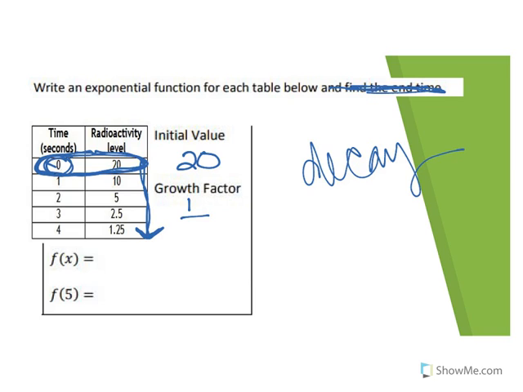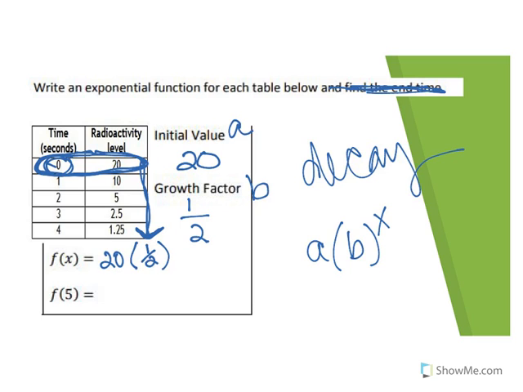Well, 20 divided by what gives us 10? That would be 2. 10 divided by 2 gives us 5, or 10 times 1/2 gives us 5. 5 times 1/2 gives us 2.5, etc. So remember, our formula looks like this, and this is A and this is B. So we're going to do 20 times 1/2 to the power of x.